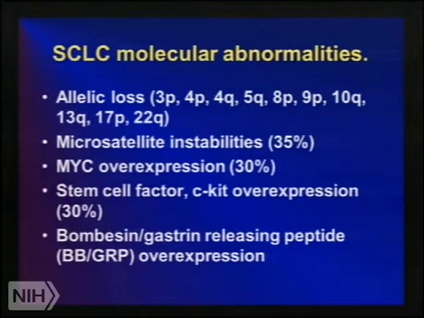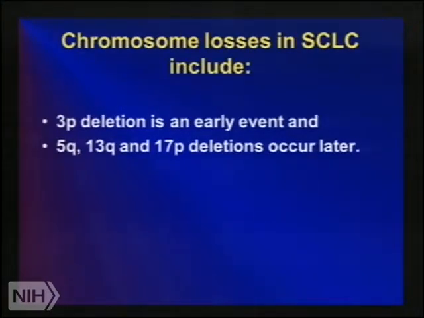We mentioned there's loss of chromosomes, especially in 3p, 4p, 4q, 5q, 8q, 9p, 10q, 13q, 17p, 22q. Smoking takes so long, two decades, that there's just tremendous genetic abnormalities. There's also microsatellite instabilities, and MYC overexpression in about 30% of the cases. One growth factor we're going to talk about is stem cell factor, and c-KIT is a receptor tyrosine kinase. We'll also be talking about bombesin GRP overexpression. So 3p deletion is an early event, and 5q, 13q, and 17p deletions occur later.